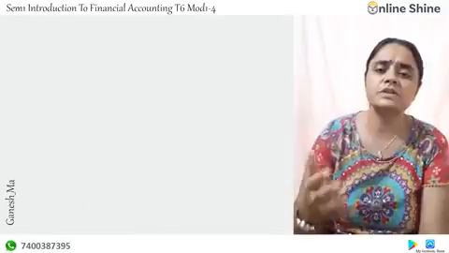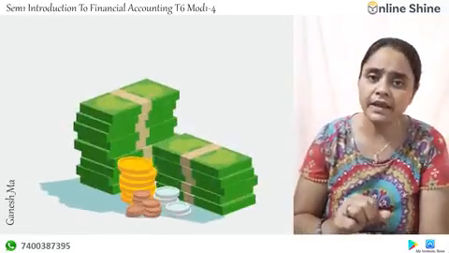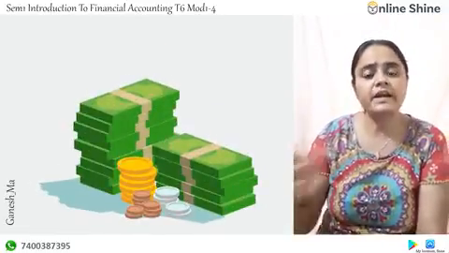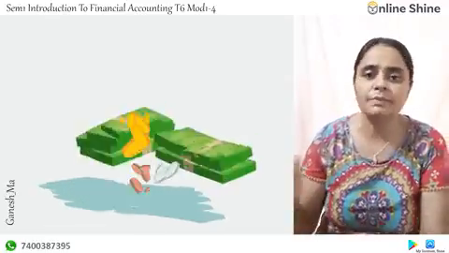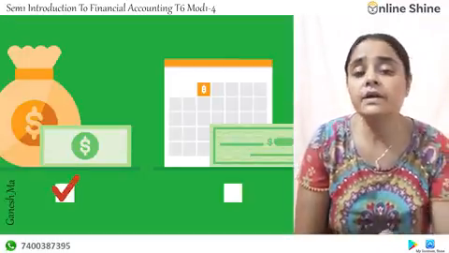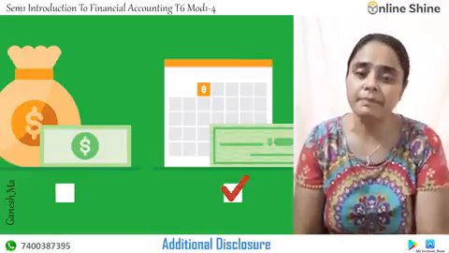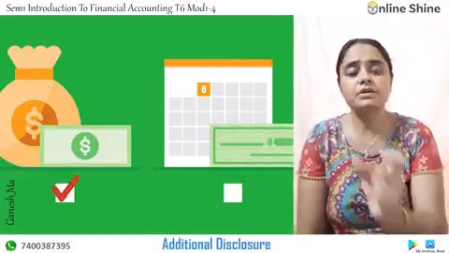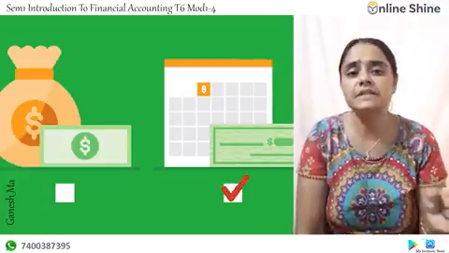Say for 50,000, I have bought some 5-10 assets, so that 50,000 will be divided among those 5 or 10 assets on a suitable basis. Now here, some additional disclosure should also be made. You have to always mention the gross value of fixed assets as well as the net value of fixed assets.